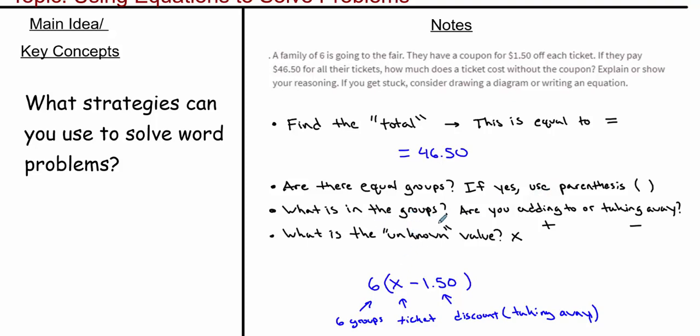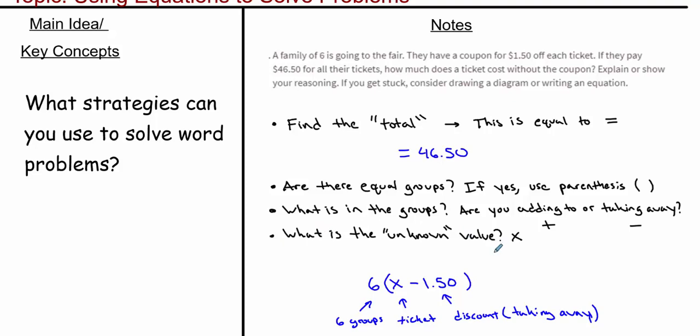And what are we doing? What's in the groups? Are we adding to something or taking away something? In this case, they get a discount, so we're going to be looking for those keywords. Discount. Descending was another one we saw today. That means subtraction. Taking away from, that means subtraction. Or are we adding to something? So look for those keywords also that mean to add to. So those words may be increased by or more than, combined. Those are the words meaning addition.